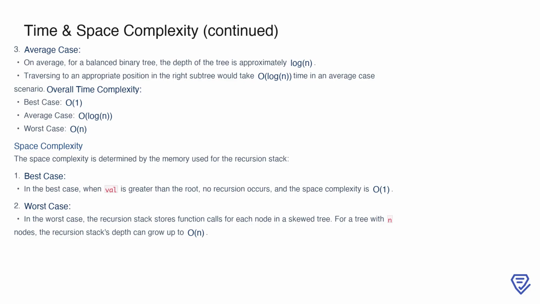Shifting to space complexity, this is determined by the memory used for the recursion stack. In the best case, when the new value becomes the root, no recursion occurs, so the space complexity is O(1). In the worst case, where the tree is skewed, the recursion stack grows with the depth of the tree, leading to a space complexity of O(n).